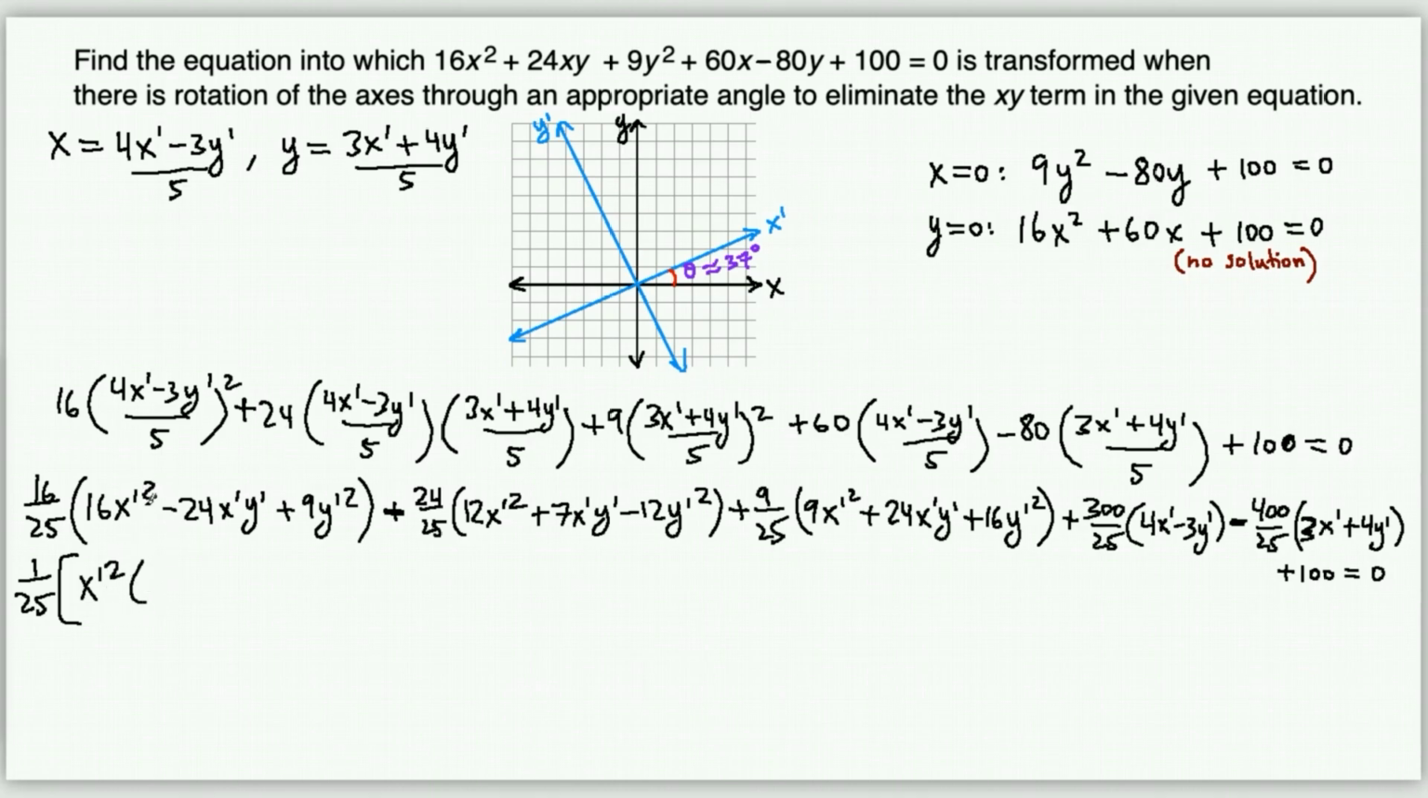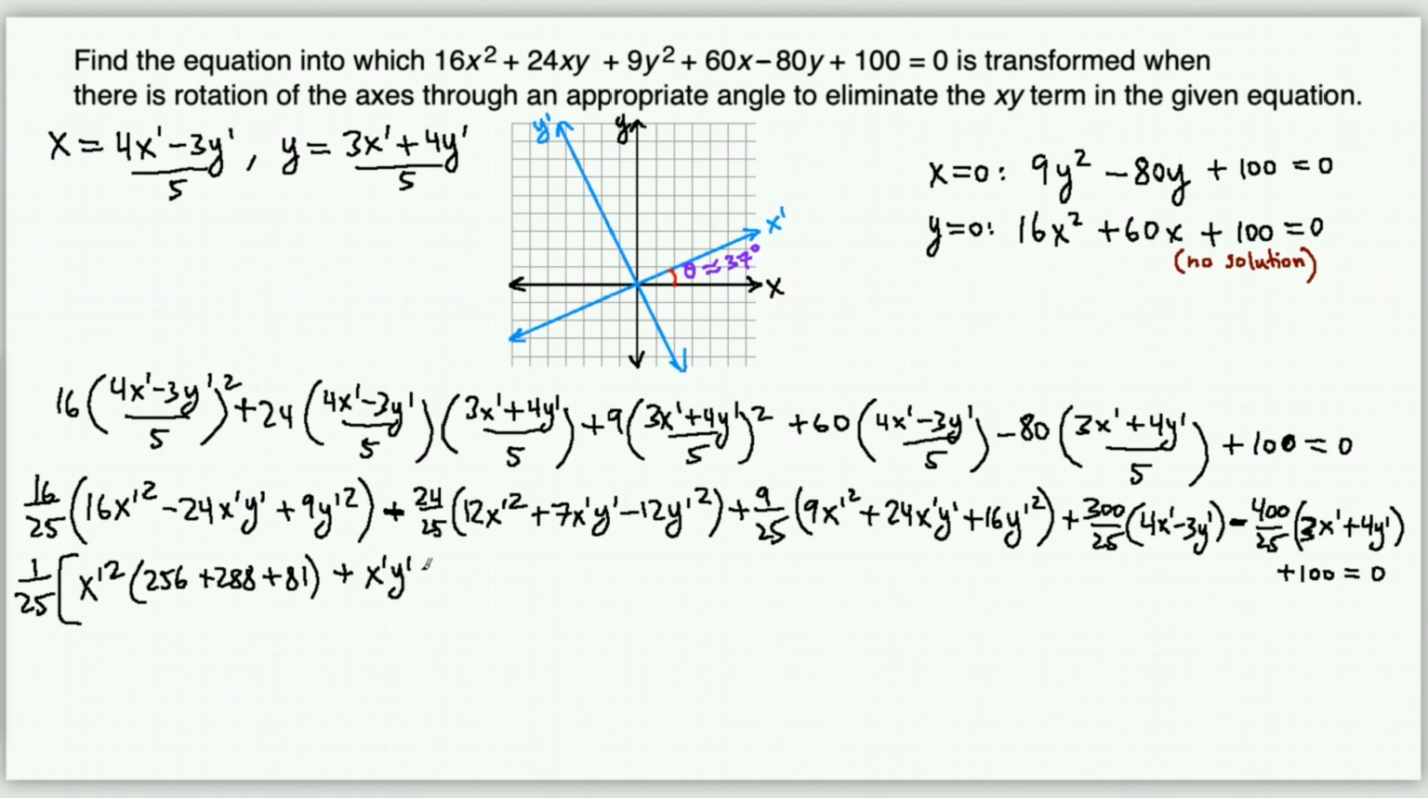So I'm getting 16 times 16, right? So that's 256. The next one is 12 times 24. That's 288. The next one is 9 times 9, so that's 81. And that's it, right? There's no more x prime squared. So close. Plus, now let's talk about x prime y prime.